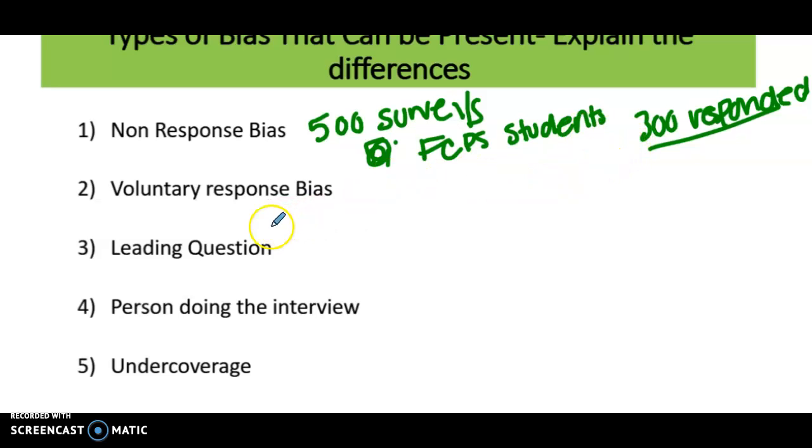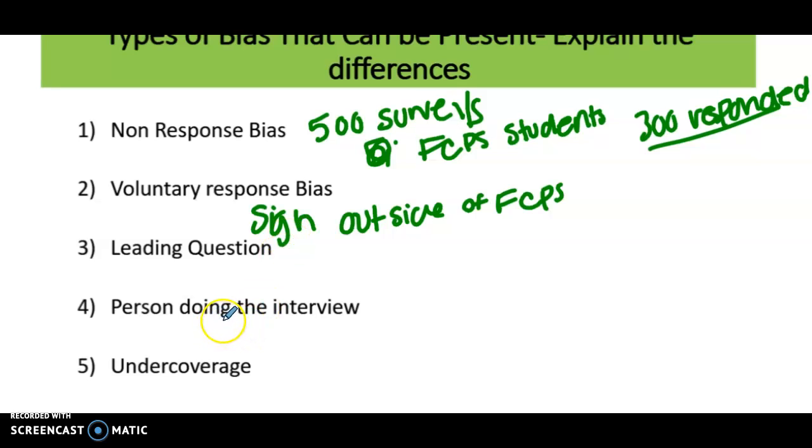Voluntary response bias would be having a sign, so maybe we have a giant sign outside of FCPS that asks the question and anyone can answer. And remember, people that have strong opinions are usually going to be the people that answer those questions, okay? A leading question is going to be something like, how strongly do you agree with the fact that we should all be going back to school? So a leading question is going to lead the person in one direction or the other.